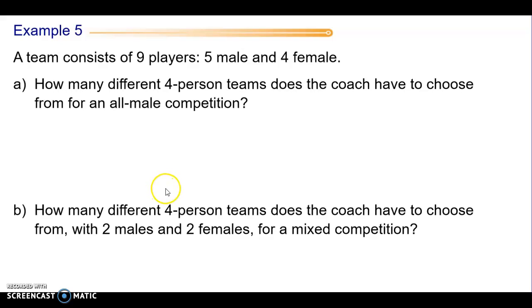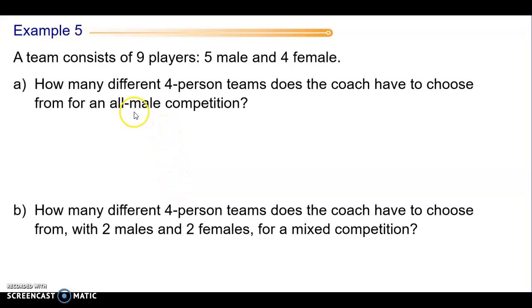Section 2.5, 2.6, Example 5. A team consists of 9 players, 5 male and 4 female. How many different 4-person teams does the coach have to choose from for an all-male competition?